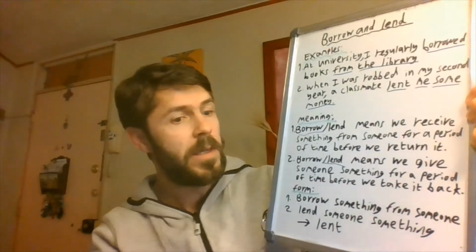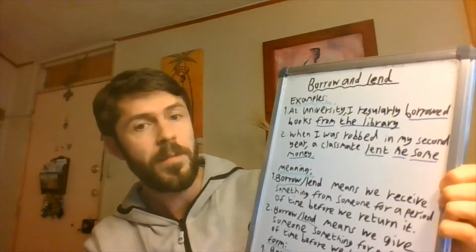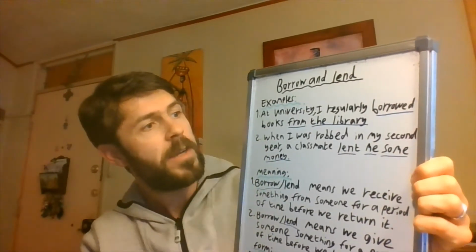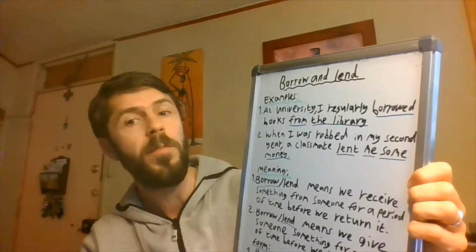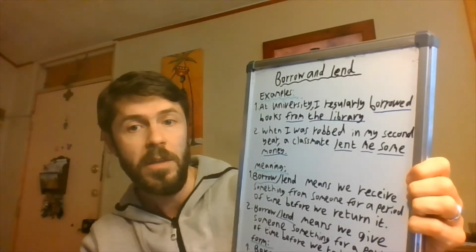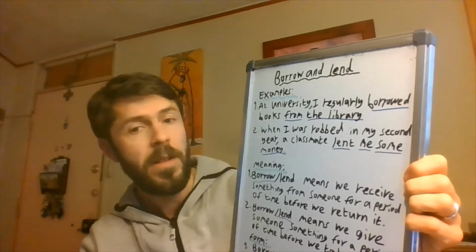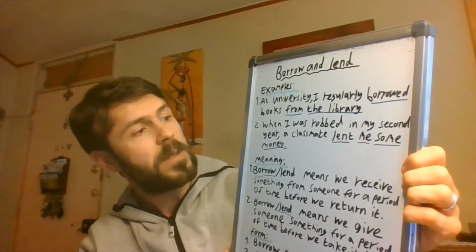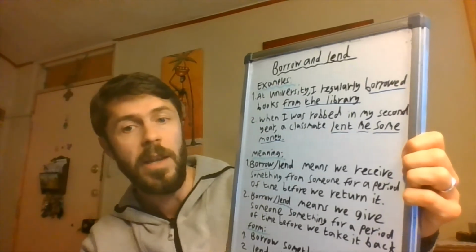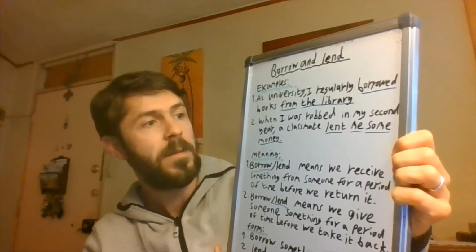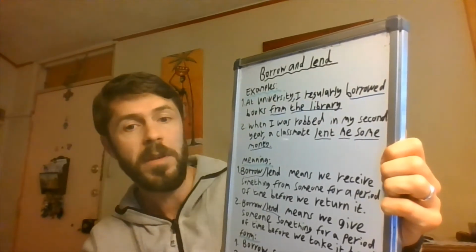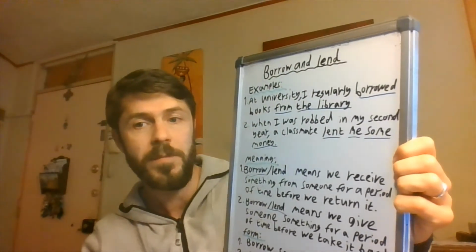If we look at the examples again, number one, at university, I regularly borrowed books from the library. Borrow something from someone, in this case, an organization, the library. And two, when I was robbed in my second year, a classmate lent me some money. So lent, the past simple of lend. It's lend someone, in this case me, something, in this case some money.